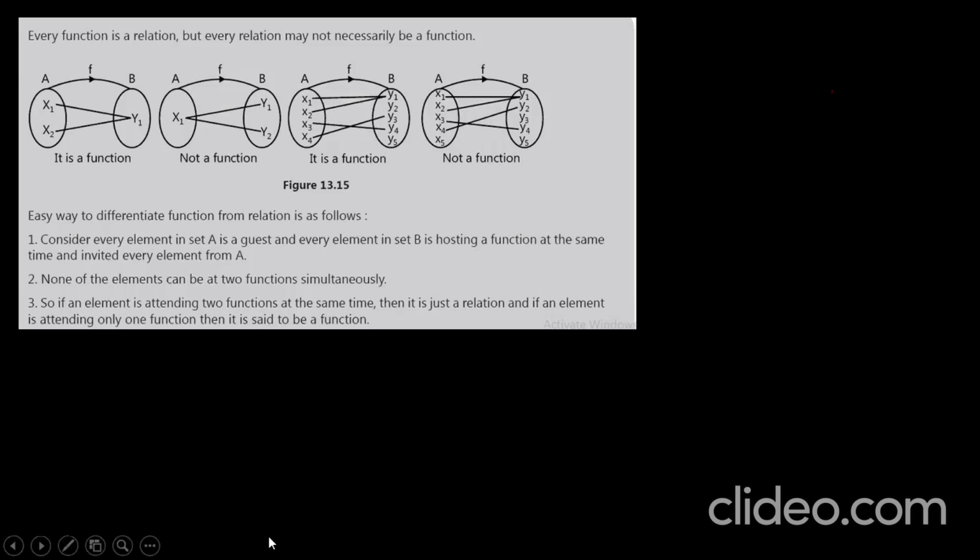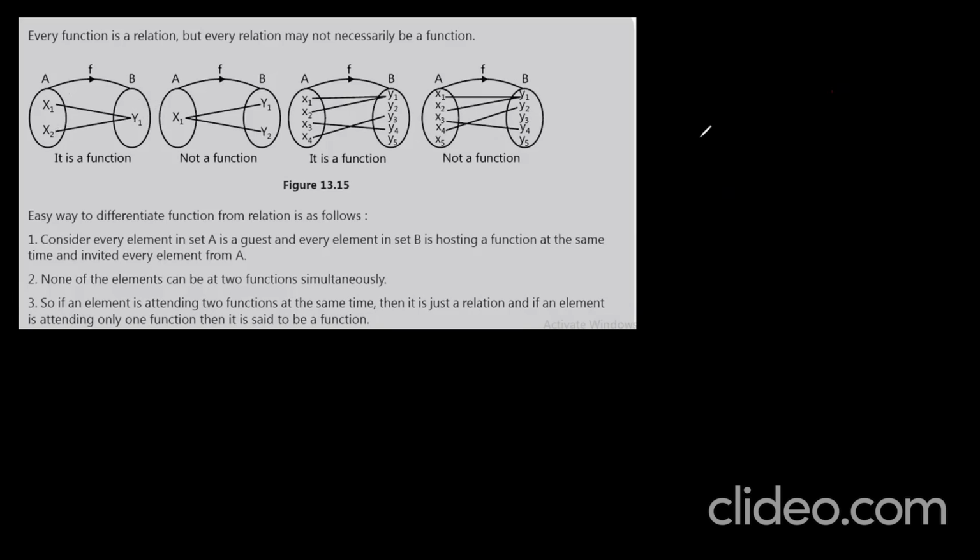You see, by observing this figure, you can easily tell every function is a relation. No doubt, it's a function. It's a function because all the elements of set A are corresponding to set B, and each element of set A has only a unique image: x1, y1, and x2, y1.